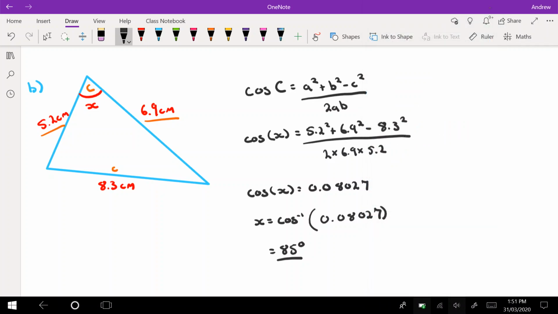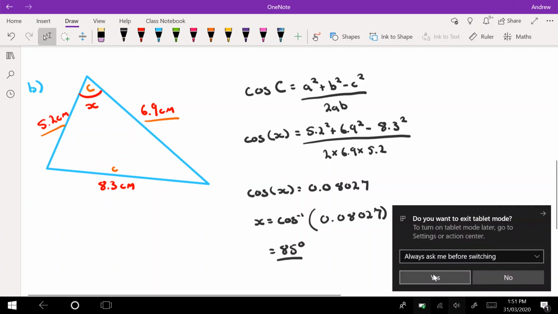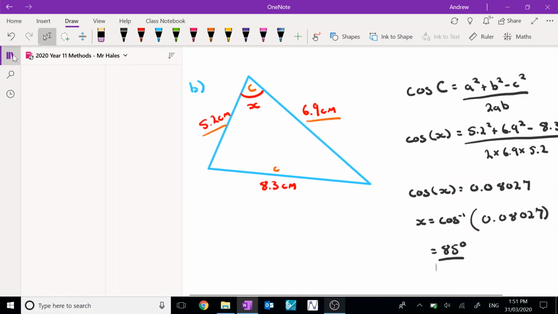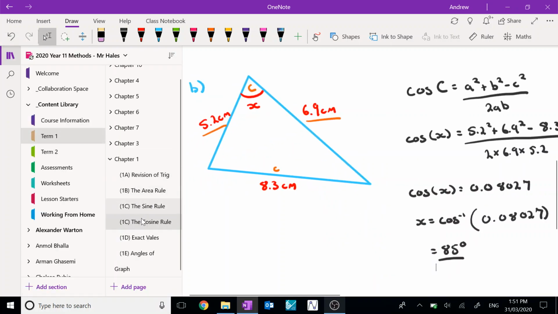And that is how we're going to use the cosine rule to find missing sides and missing angles. We now have both the information we need to finish Sadler exercise 1C. So let's do Sadler exercise 1C right there on the sine and cosine rule.